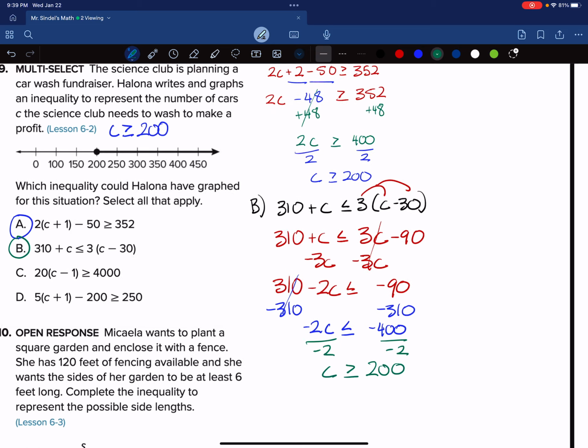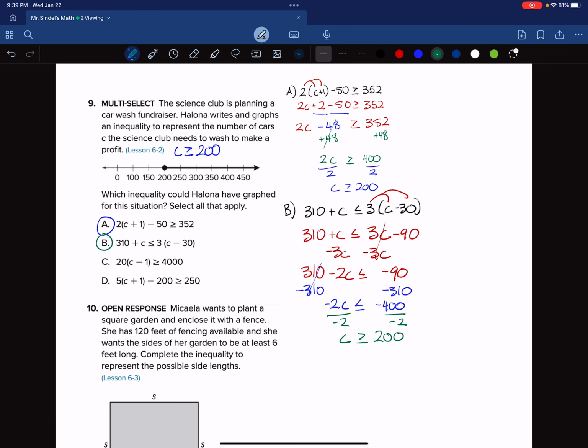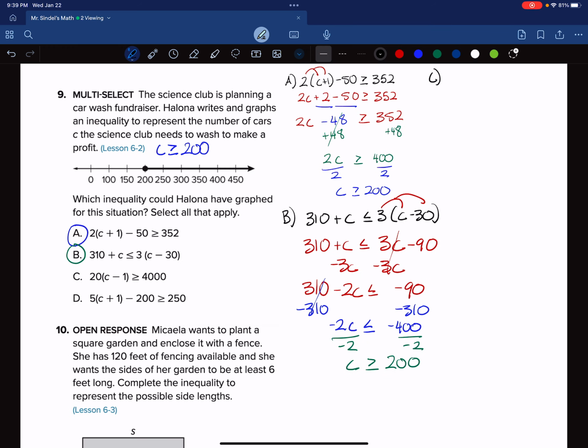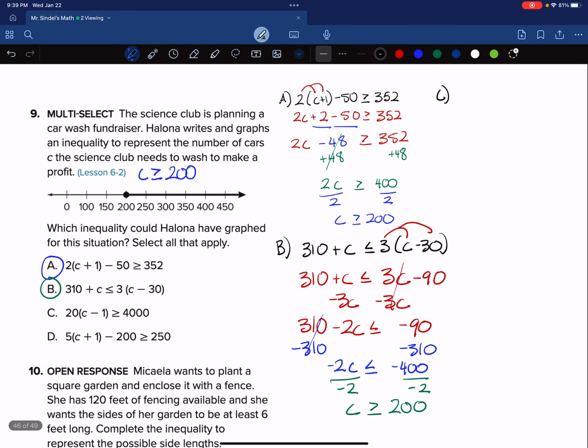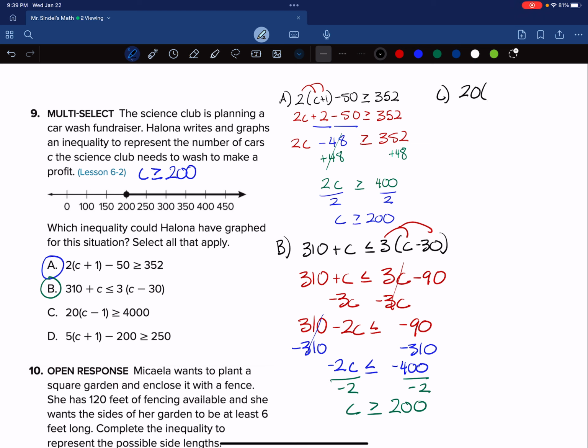All right, let's try C. Hopefully I have enough room up here. Let's go ahead and zoom in. Maybe that'll make my handwriting a little bit smaller. So C is 20 times the quantity of C minus 1 is greater than or equal to 4,000 with 3 zeros. Wow, okay, let's try it.